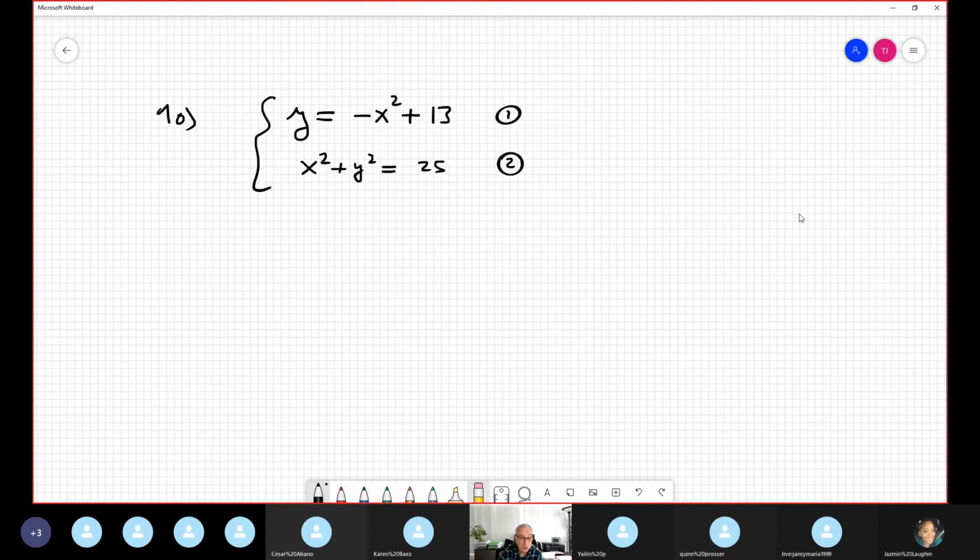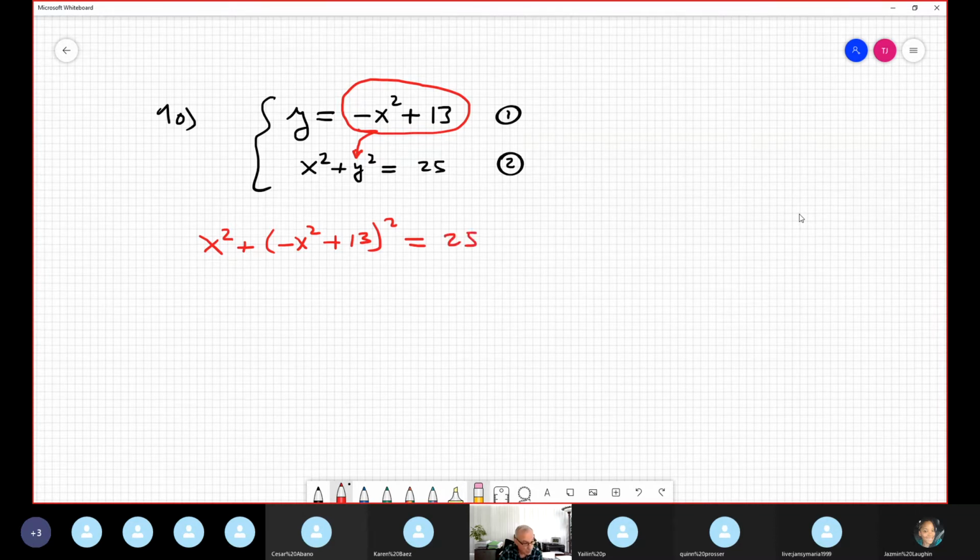So then substitution: this expression here in the y place. So we have x squared plus (-x squared plus 13) squared. So this 2 is this 2, and this 2 is this 2. Equal 25.